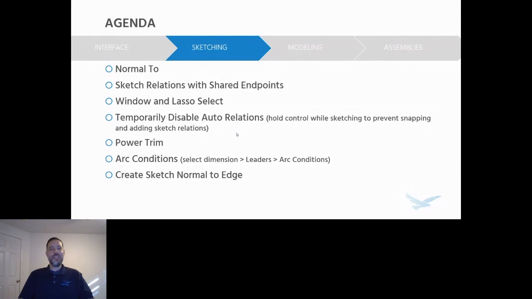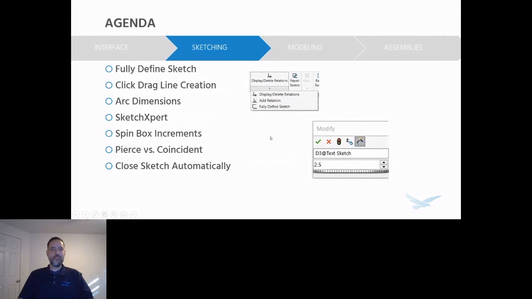So let's go on to sketching. In sketching, I talk about normal to, window and lasso select, power trim, again another one of my favorite tools, also fully defined sketch, the sketch expert, and close sketch automatically. Just some highlights there.